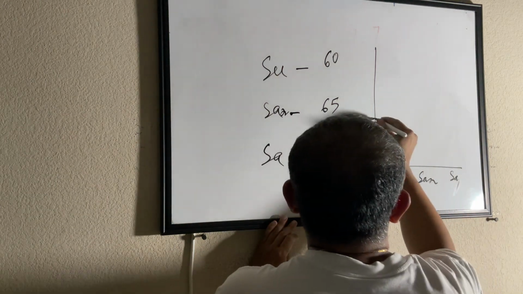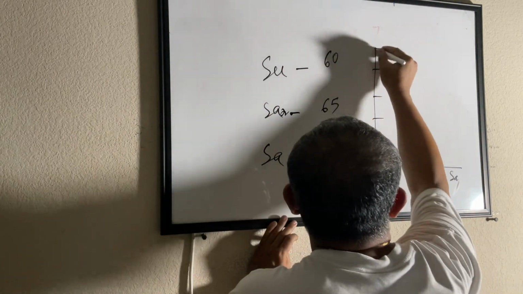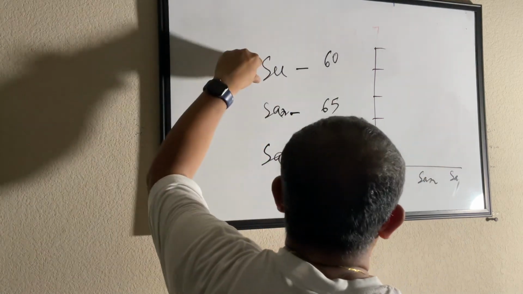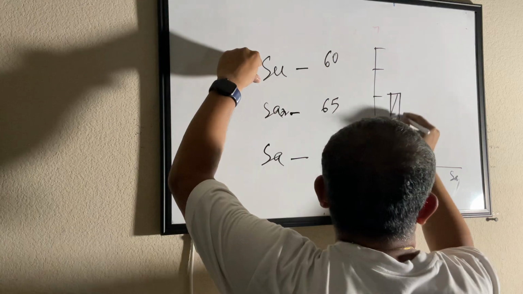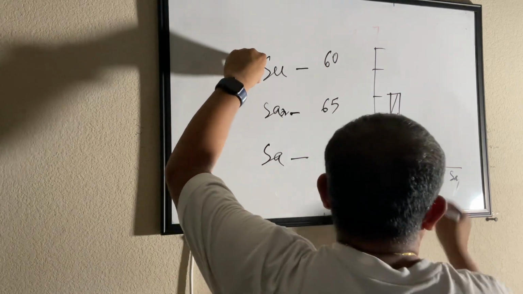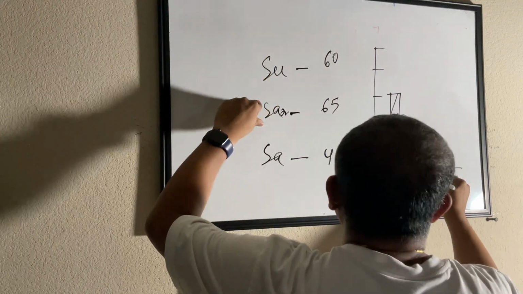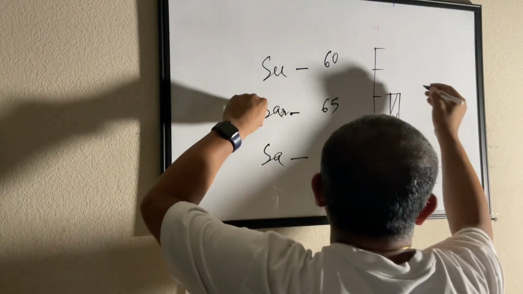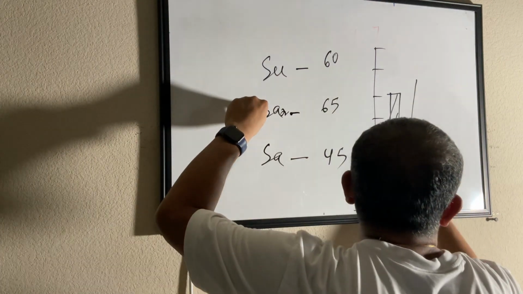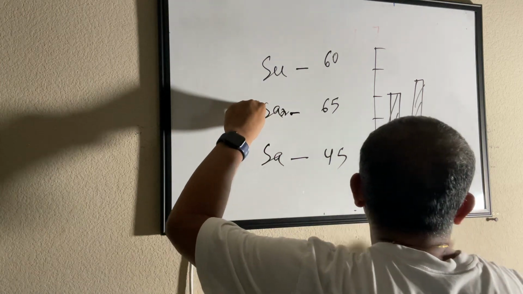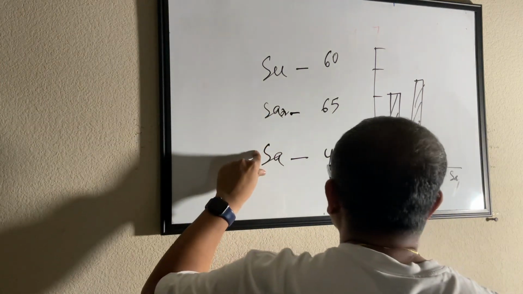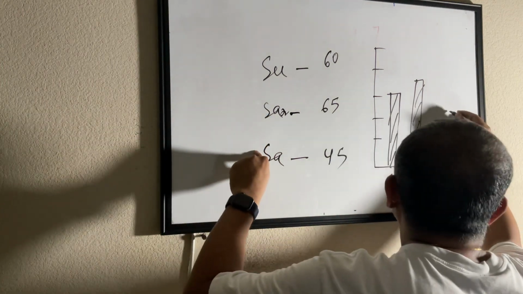Suhina spent, let's say, 20, 40, 60, 80, 100. So Suhina spent $60. So this is Suhina's bar. Sandrine spent 65, so this is Sandrine's bar. And then Sanvi spent 45.